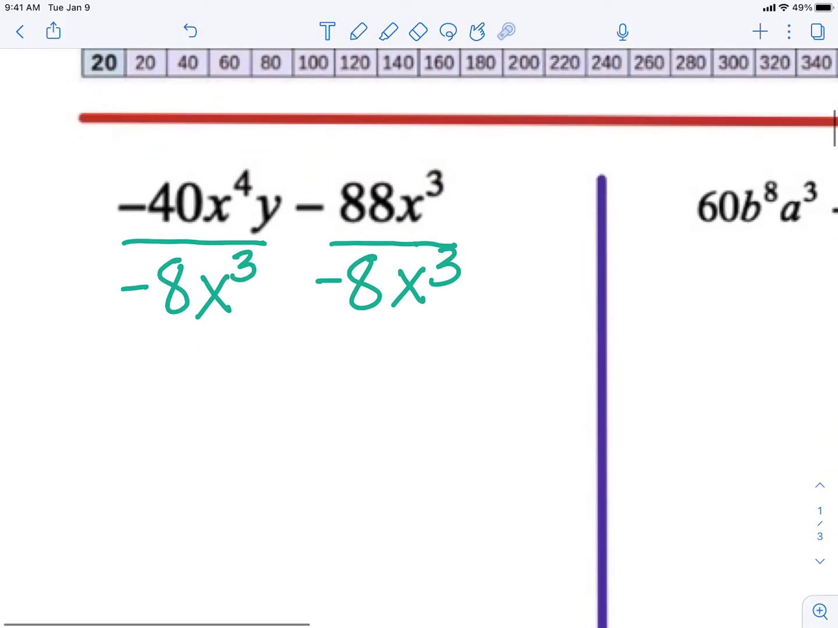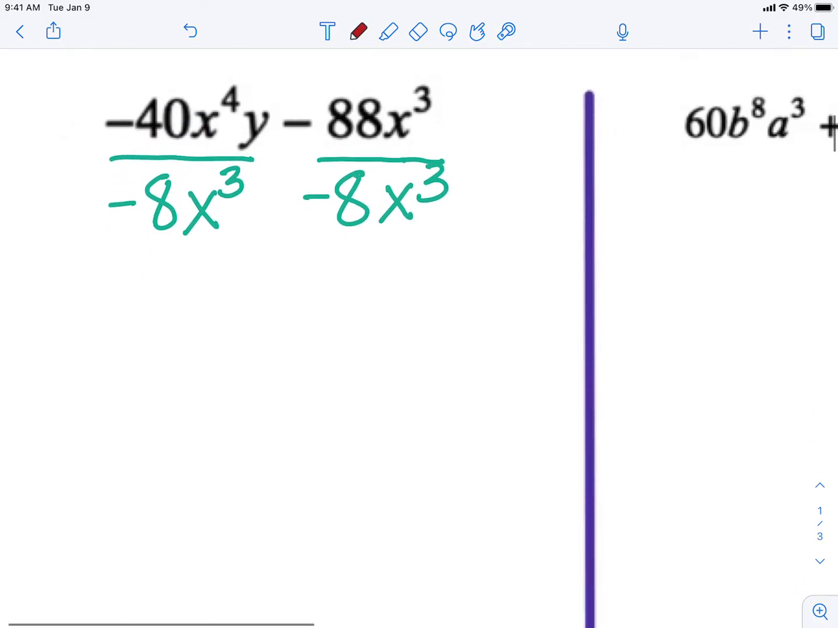So when we divide, -40 divided by -8 is a +5. So I get 5, okay? X to the fourth and x to the third. And remember, when we divide the same base, we subtract the exponents. 4 minus 3 is 1. So I'm left with x to the power of 1. Now, everyone see this y here? That y is going nowhere. So it's just like that.